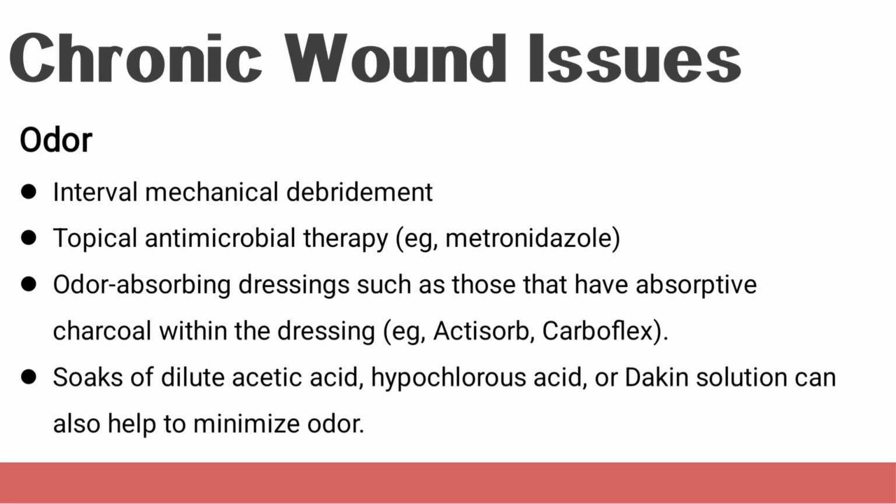Some tips to tackle complications of chronic wounds. Odor is one of the most unpleasant things associated with chronic wounds. Odor can be tackled with interval mechanical debridement. With the serial debridement of the wounds, the odor usually decreases. Topical antimicrobial therapy with metrogel can also be used to reduce the odor. There are odor-absorbing dressings that have absorptive charcoal within the dressings, such as Actisorb and Carboflex. They can also be used. And soaking the wounds with dilute acetic acid, hypochlorous acid, or Dakin's solution can help to minimize the odor.